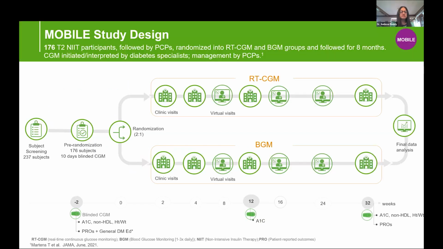And this is the MOBILE study. This is a study that was done really looking to see if CGM is of benefit to patients on basal insulin. It was done in a primary care practice with endocrinologists helping with some of the management or giving suggestions for the diabetes management. So there are 176 patients, 2-to-1 randomization. This group was on CGM. This group was just on blood glucose meters. And they looked at their data at 12-month A1C and at 32 weeks as well.